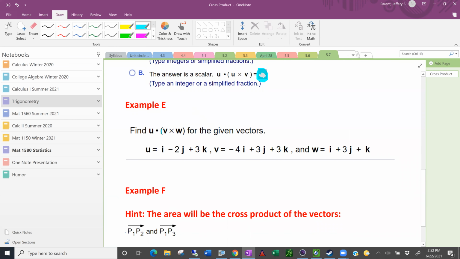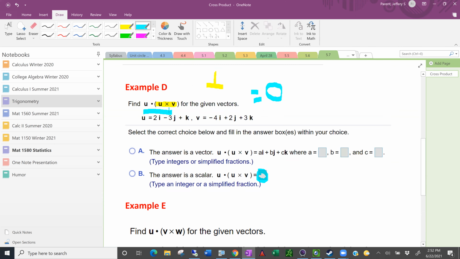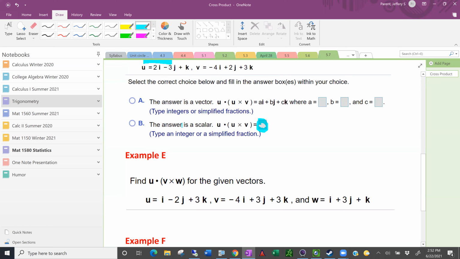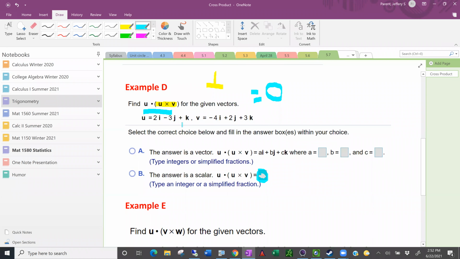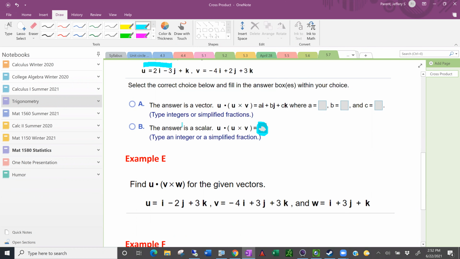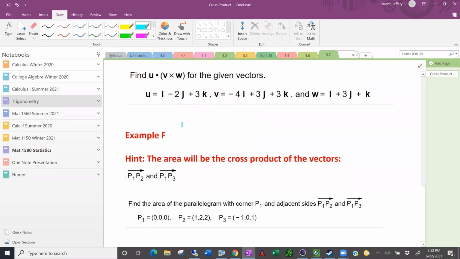It's not going to work out to 0 here because you got 3 different vectors. But up here, it is 0. And I could show that to you, but we're already over time. So okay, I think we'll stop it here.